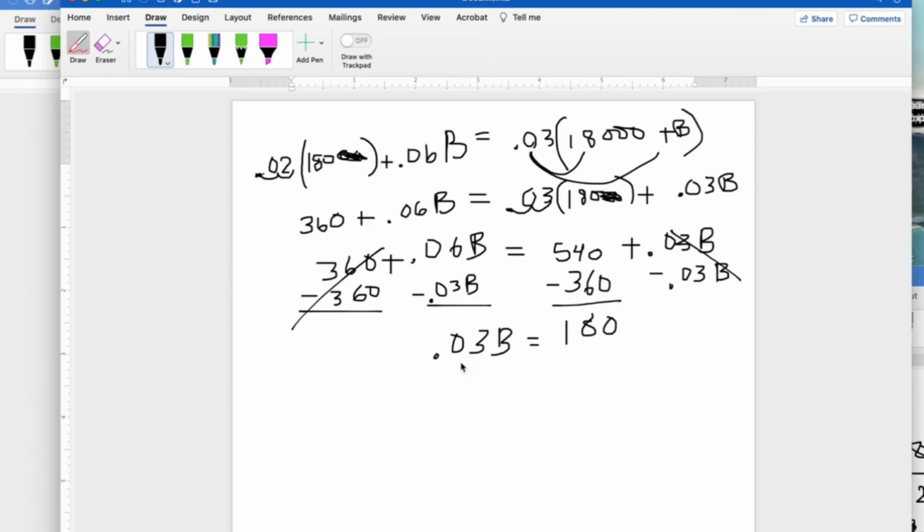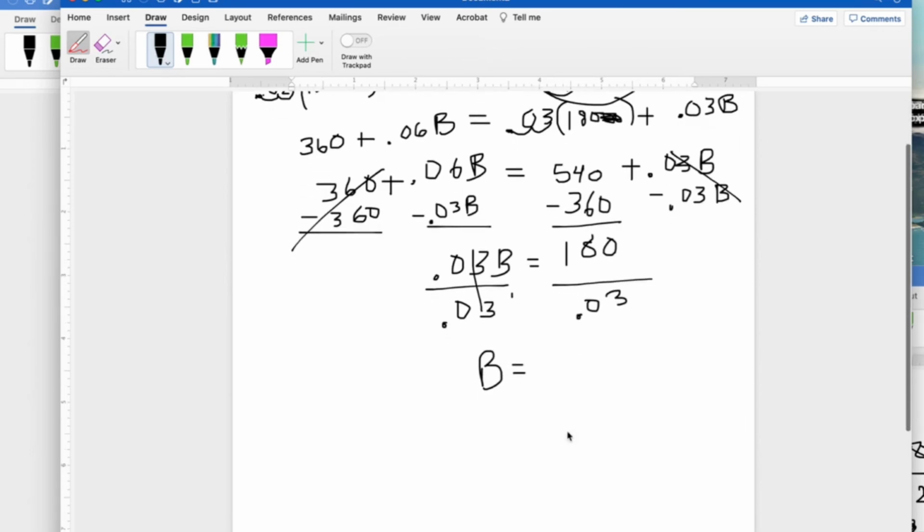0.03B equals 180. Divide by 0.03, and then not the B, excuse me, and divide this one by 0.03. And we cancel those out, we get B equals.